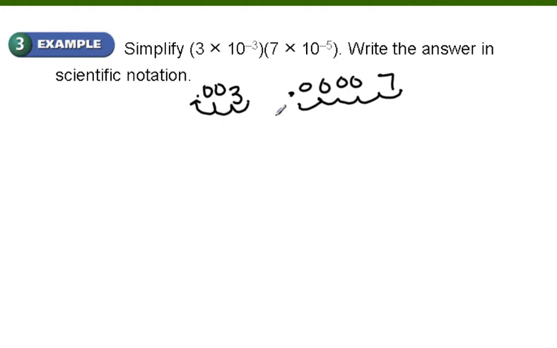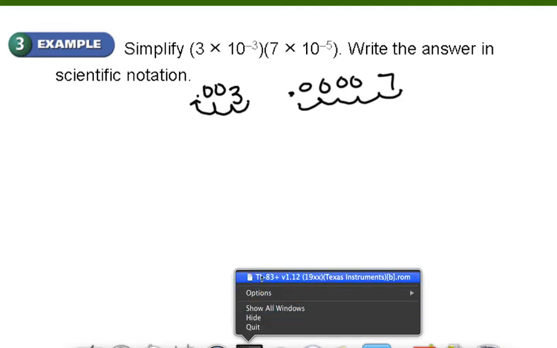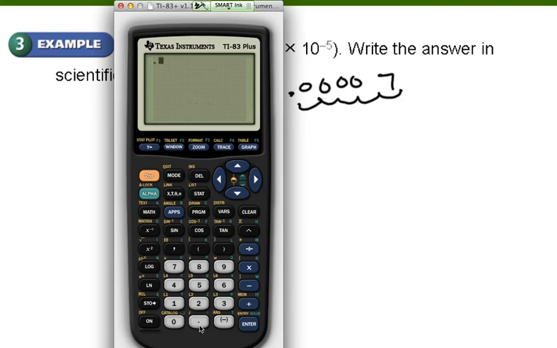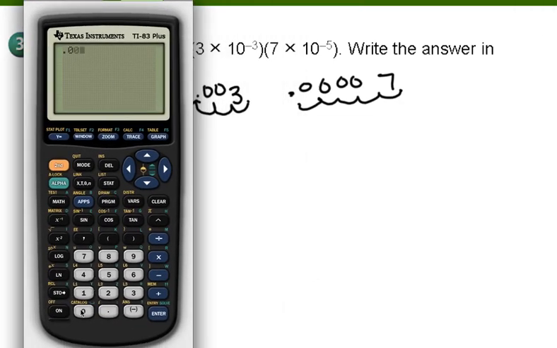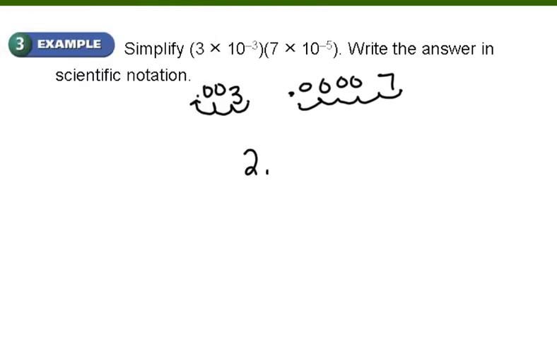Okay, so we multiply these two numbers together. And we get 0.003 times 0.00007. That is going to give us 2.1 times 10 to the negative 7. So 2.1 times 10 to the negative 7.